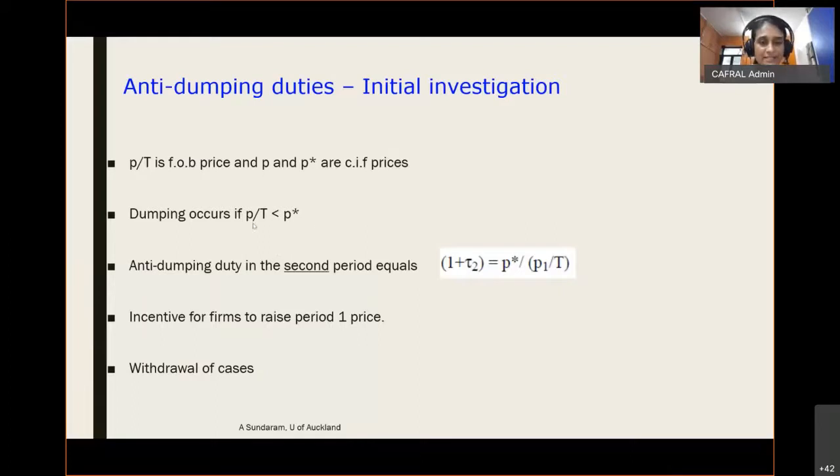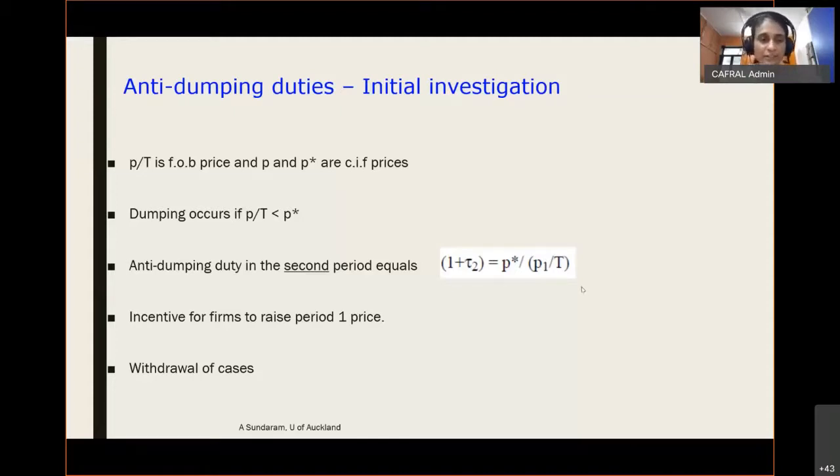Now, if it is established that the firm is dumping, then there's going to be an anti-dumping duty put on in the second period, right? So tau 2 is going to be the anti-dumping duty that India will put on, and that will be equal to the difference in these two prices. So because P over T is less than P star, and that's dumping, the dumping duty that is put on is the difference between P over T and P star. So that's P star over P1 over T. And P1 is just the first period price, the price that the Turkish firm sold in the first period.